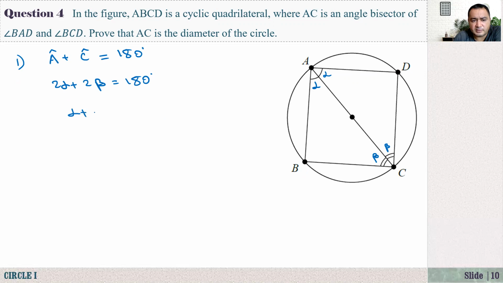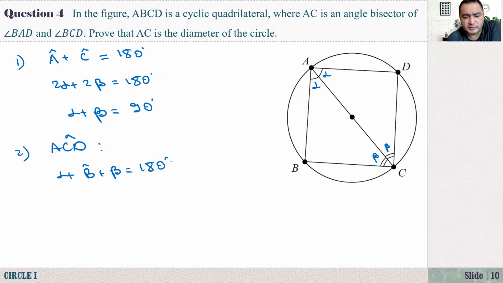So what is alpha plus beta? Alpha plus beta is 90 degrees. Now, how about in triangle ACD? In triangle ACD, angle A plus angle B plus angle C, which means that here we have alpha plus angle B plus beta is equal to 180 degrees, because the sum of the interior angles of any triangle is equal to 180 degrees.